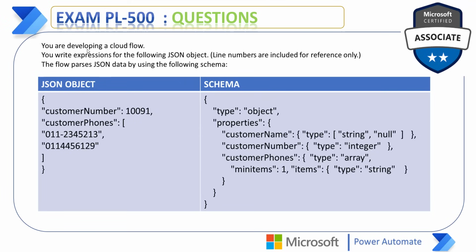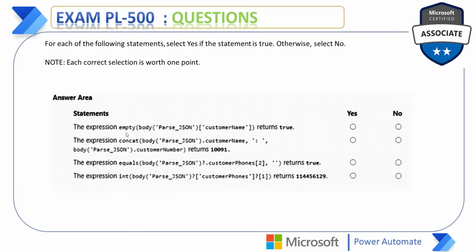Alright, what is the PL500 question? You are developing a cloud flow. You write an expression for the following JSON object. The flow parses JSON data by using the following schema. On my screen, you will find the JSON object as well as the schema. Based on the JSON object and schema, I have 4 statements. We have to answer these 4 statements yes or no.